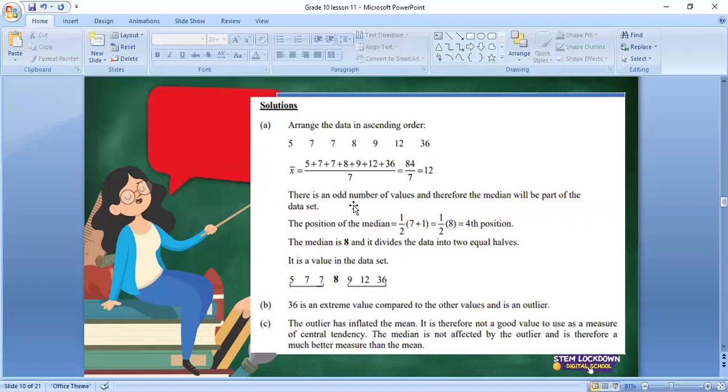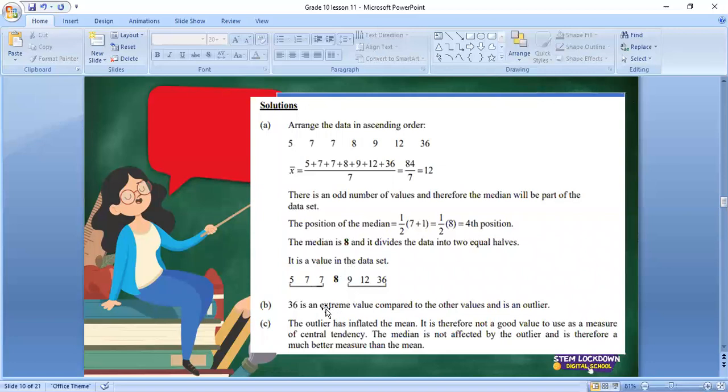There is an odd number of values, and therefore the median will be part of this data set. To find the median, you say half of 7 plus 1, which is 8, and half of 8 is 4. That means the number at the fourth position is our median. Checking which number is at the fourth position, it is 8. That means 8 is our median. The median divides the data into two equal halves, 3 here and 3 here. So 8 is our median.